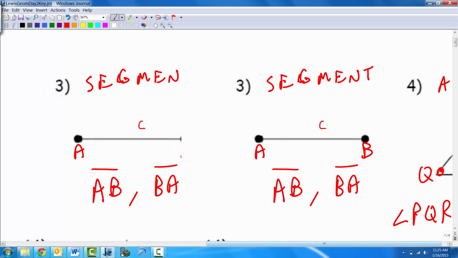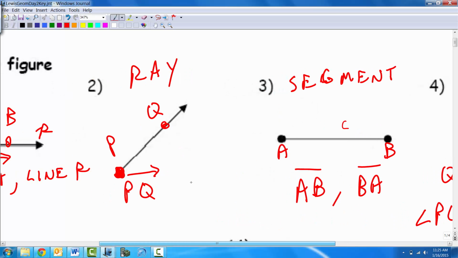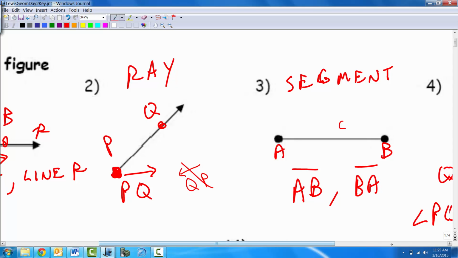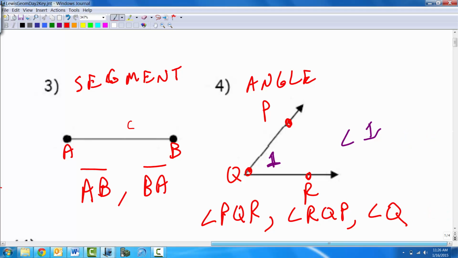You cannot flip the letters around on a ray. This is definitely bad because this says starting at Q and going through P, and you're really not supposed to do this. You usually start with the starting point no matter what the direction is, and then the second point is the one that it goes through. So we're not going to like that for rays. Okay? Not just we, anyone wouldn't.